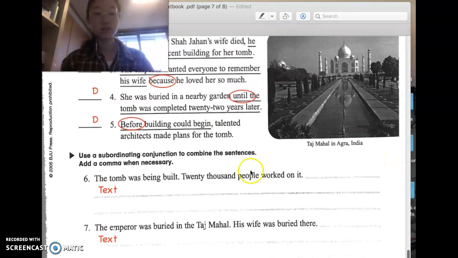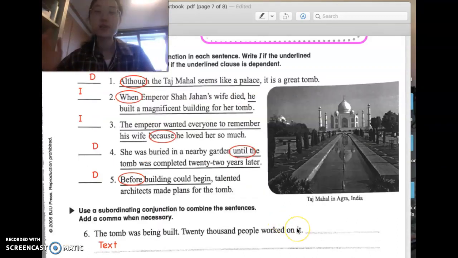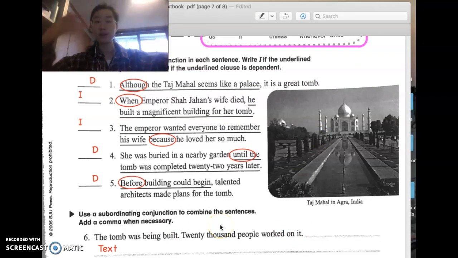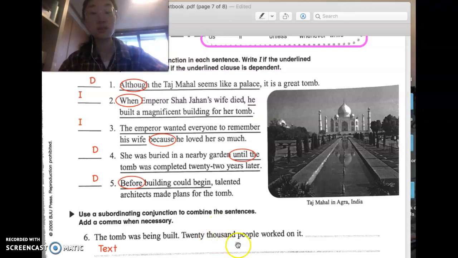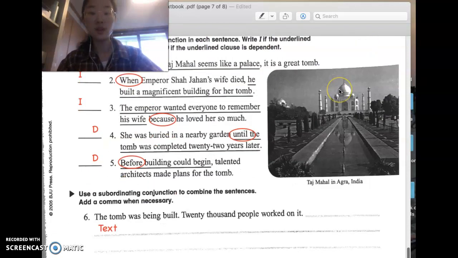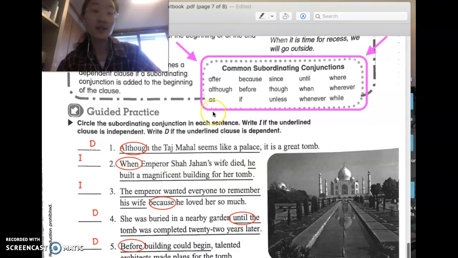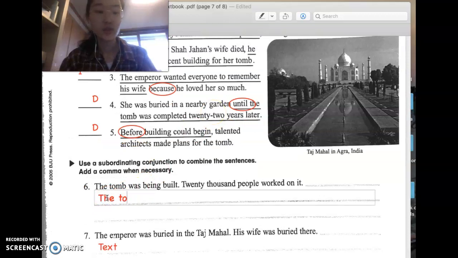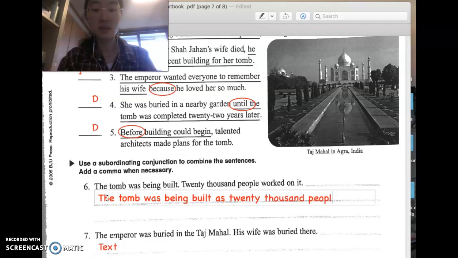All right, so let's choose subordinating conjunctions here. The tomb was being built. 20,000 people worked on it. So we can't just use any, right? We have to kind of look at which ones make sense. So the tomb was being built, and 20,000 people were working on it. So we could say while, could say as. So let's do, the tomb was being built as 20,000 people worked on it.